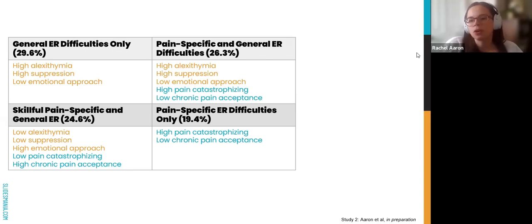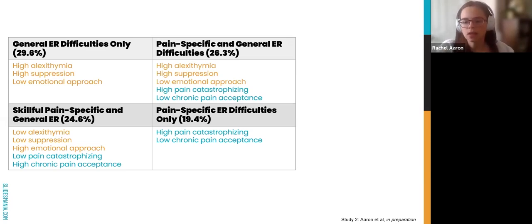So these people had low alexithymia, they were unlikely to use suppression, they had good emotional approach coping, and they also had low pain catastrophizing and high chronic pain acceptance. And then finally, the least common group were people who had difficulties with pain-specific emotion regulation only.